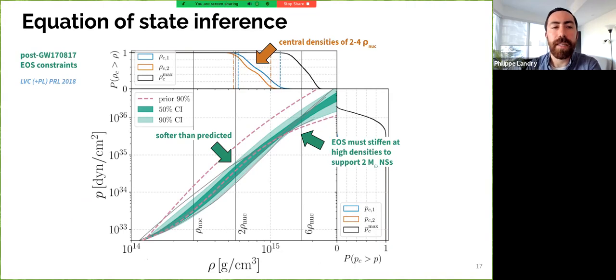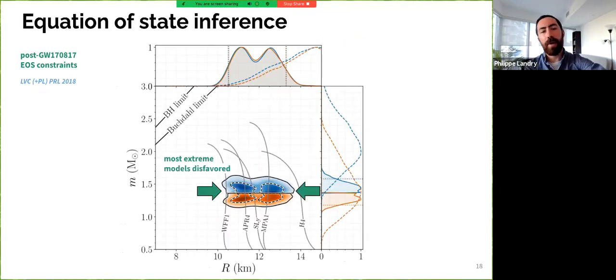And so doing this for GW170817's tidal deformability constraints, what you end up finding is that the equation of state, relative to the prior distribution not informed by the observation, is softer than predicted at a few times nuclear saturation density, but has to be relatively stiff at high densities in order to support the observed 2 solar mass pulsars. So that's treated as another observation alongside the gravitational waves in this inference. Additionally, you find for the central densities of the neutron stars that were involved that they're between 2 and 4 times nuclear saturation density. What does this mean for the neutron star radius, which is a sort of equivalent way of thinking about these constraints?